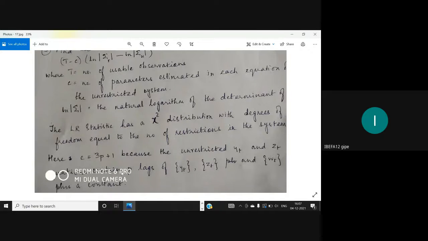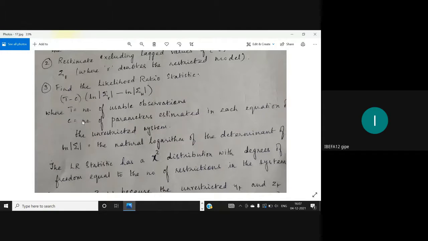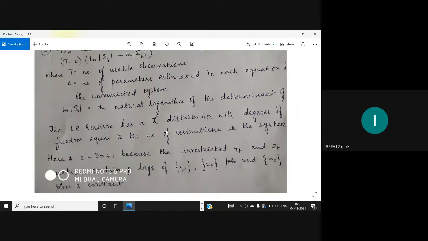Then here, what is C? This is also important. Here C is not the total number of parameters in your VAR model or in your system of equations. Instead it is the number of parameters estimated in each equation of the unrestricted system. Each equation will have the same number of parameters, so you can pick up any one of the equations and check how many parameters are there in it, not all the 3 equations or the 2 equations that we've estimated here.